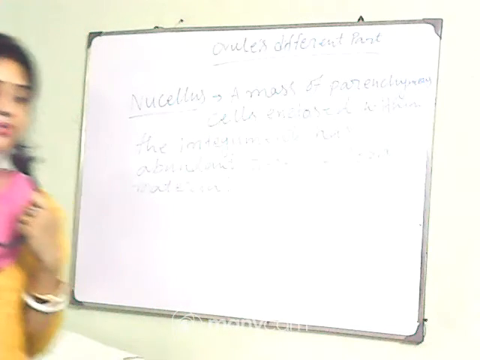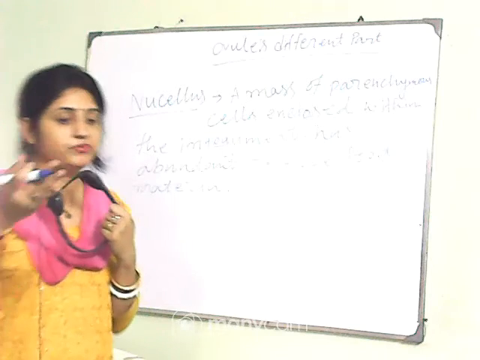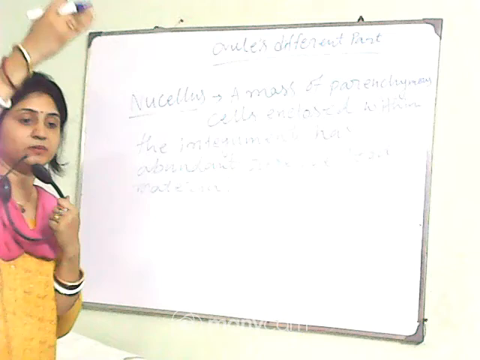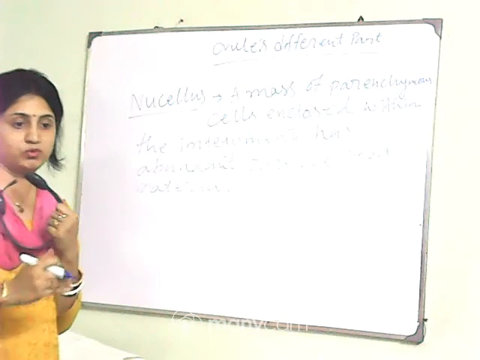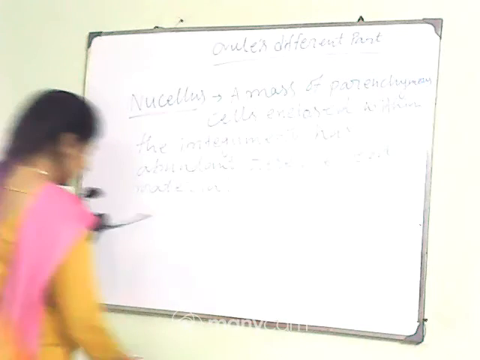Marjan, can you understand what an anatropous ovule is? You can see the picture also, it is totally different, in just the opposite direction. The chalazal pole is on the upside and the micropylar pole is at the bottom. That is known as the anatropous ovule.